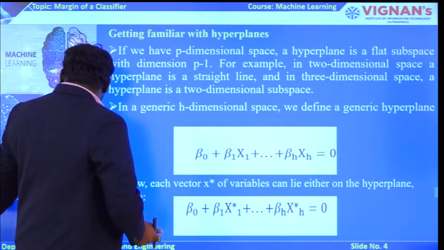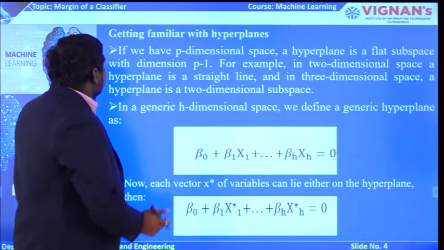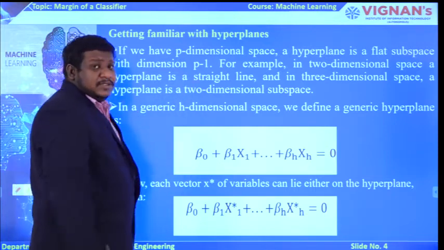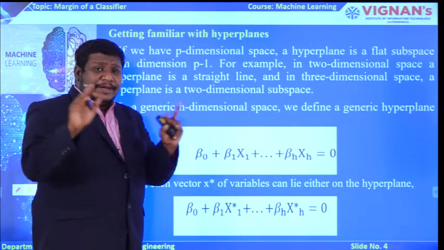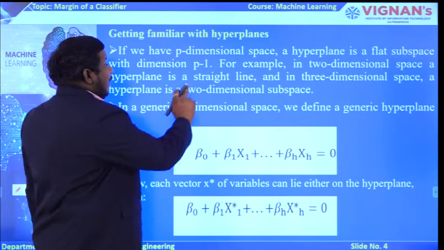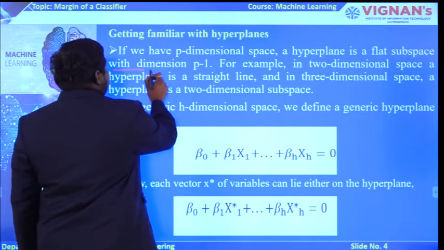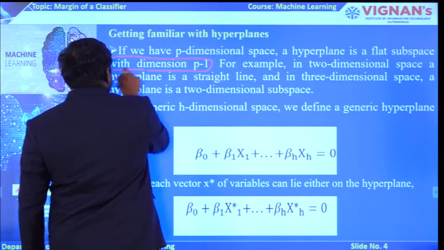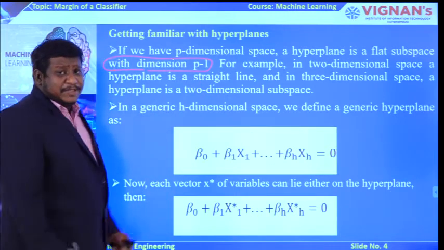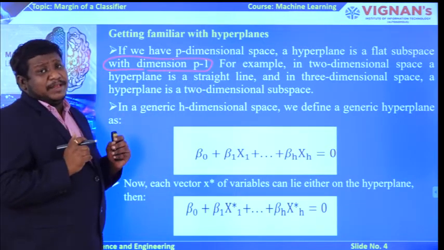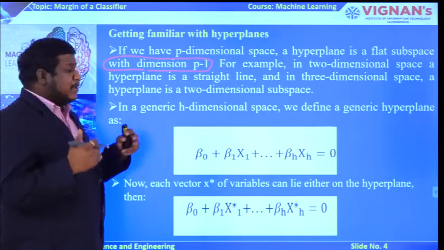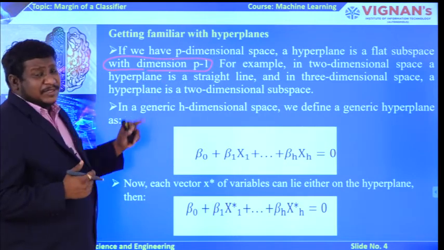If you have a p-dimensional space, a hyperplane is a flat subspace with dimension p minus 1. So if you are taking a p-dimensional space, the dimension of the hyperplane subspace is p minus 1.